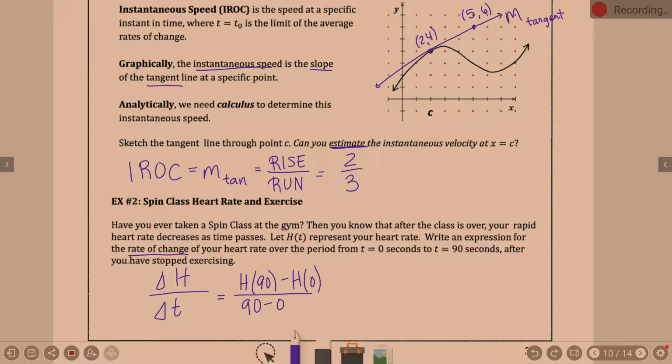And let's see. I did not clean it up past this. The only cleanup you can really do is 90 minus 0 is 90. However, it asked us to write an expression, yes? Do we have an expression? Yeah. If we talk about a label, what kind of label do we have? Change in heart rate. What's our label for the change in the heart rate? Beats. Per change in time. What time are we talking about? Seconds on this one. So beats per second.